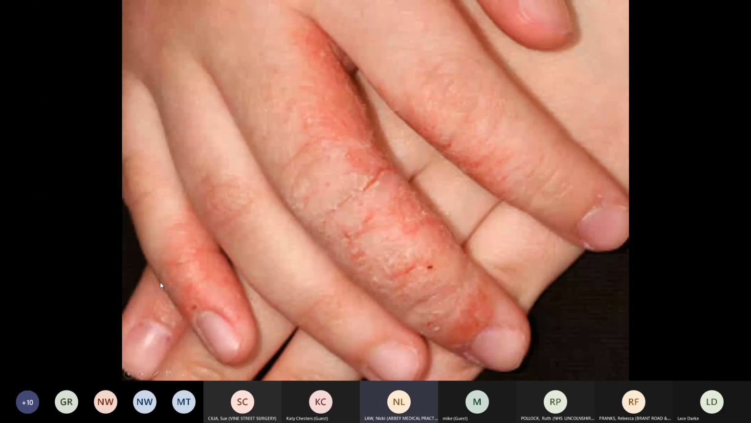So we're back to our lady with her hands. What are we going to write on a prescription for this lady? We've talked about all the hand care advice being really important, so we ignore that bit for now and just think about what we're going to actually write on her prescription. Anyone? Ointment and steroid preparation. Okay, fine.